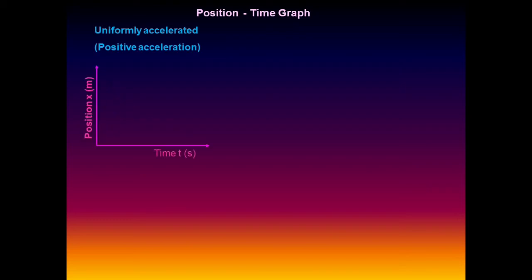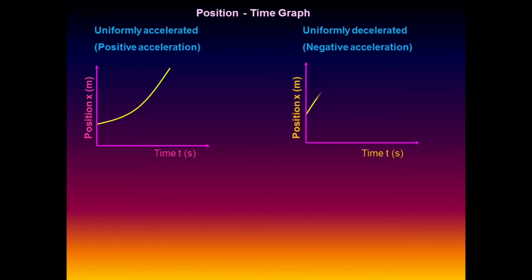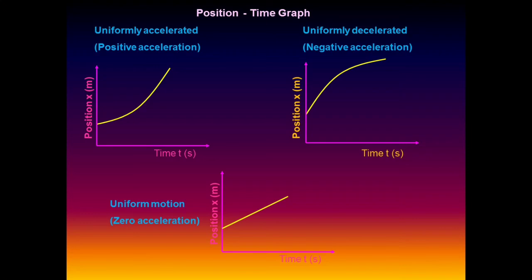Uniformly accelerated, the positive acceleration: this is the graph for the positive acceleration, right? The next one, we can see the negative acceleration. Uniform motion, that is zero acceleration. So through these three different position-time graphs of positive acceleration, negative acceleration and zero acceleration, you must know how to draw these three graph representations.